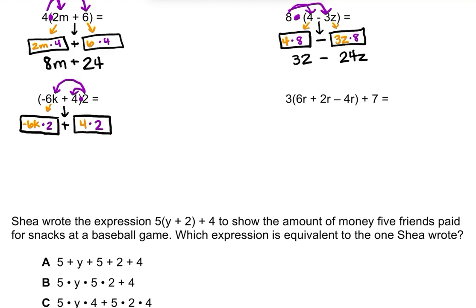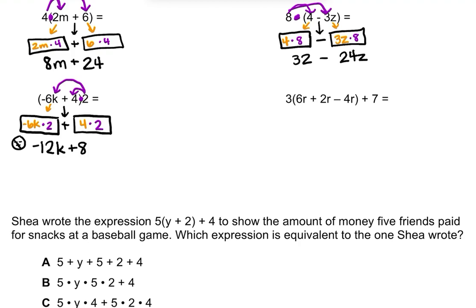And when we solve this one, that negative and multiplying means I need an integer man. I have a negative and a positive, so my answer is negative 12, and I have a k. And 4 times 2 is 8, and then my plus sign goes in the middle, and I am done with that problem. All right, let's take a look at this one.